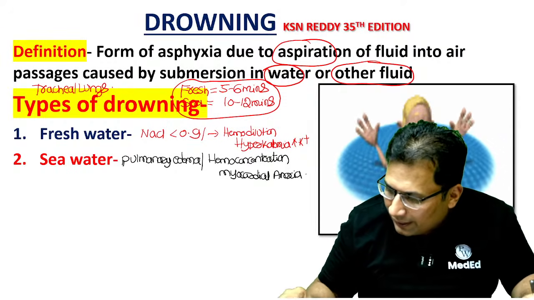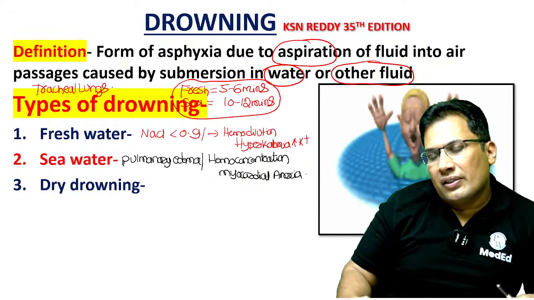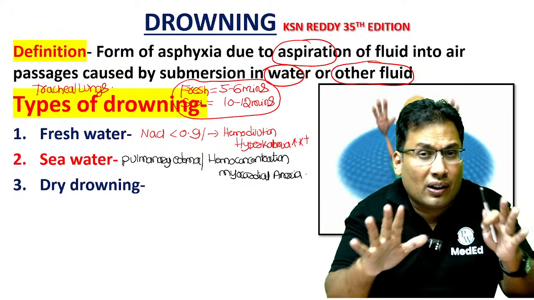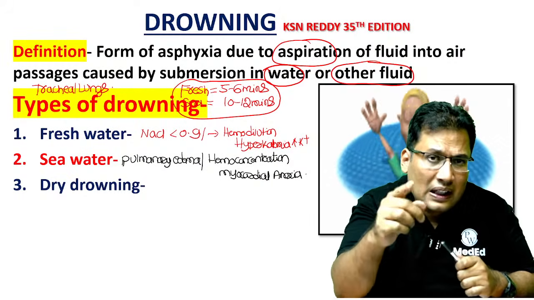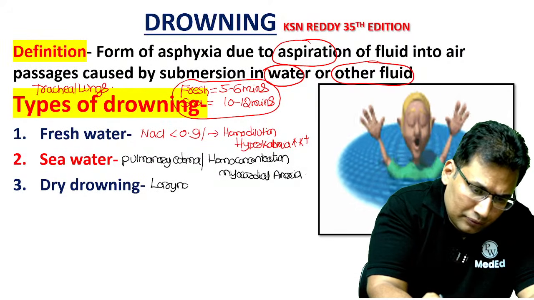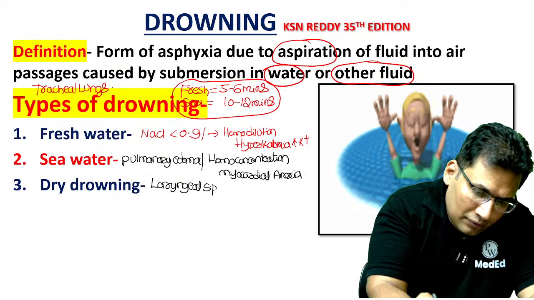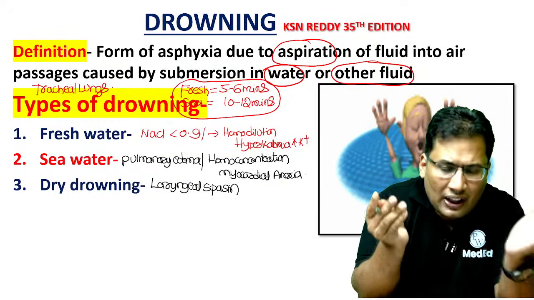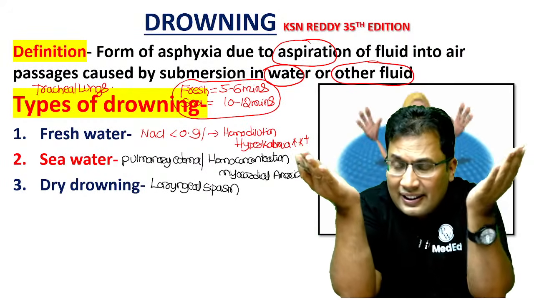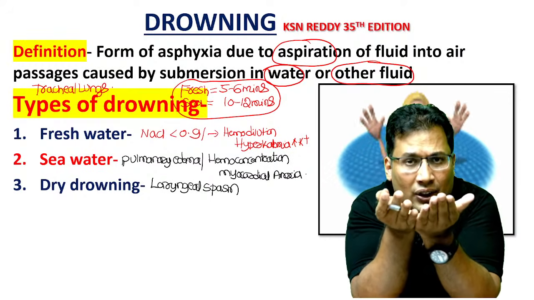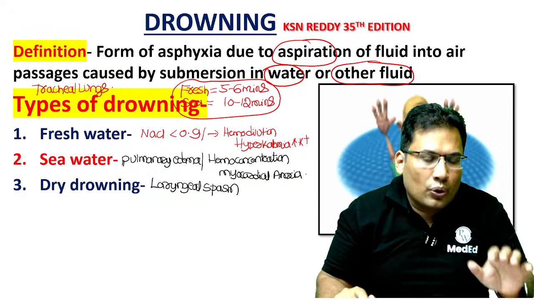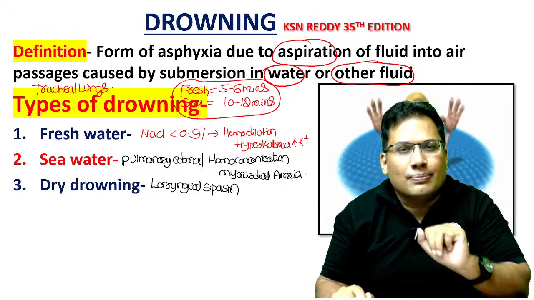Fine. Then dry drowning. Dry drowning is basically theoretical. It is not a forensic opinion. It is not an autopsy finding. In dry drowning, the cause of death is laryngeal spasm. Larynx, adduction, abduction, as in ENT. When there is a sudden laryngeal spasm, the larynx closes, so there is no entry of air into the lungs, and that leads to death. So in dry drowning, the cause of death is laryngeal spasm.